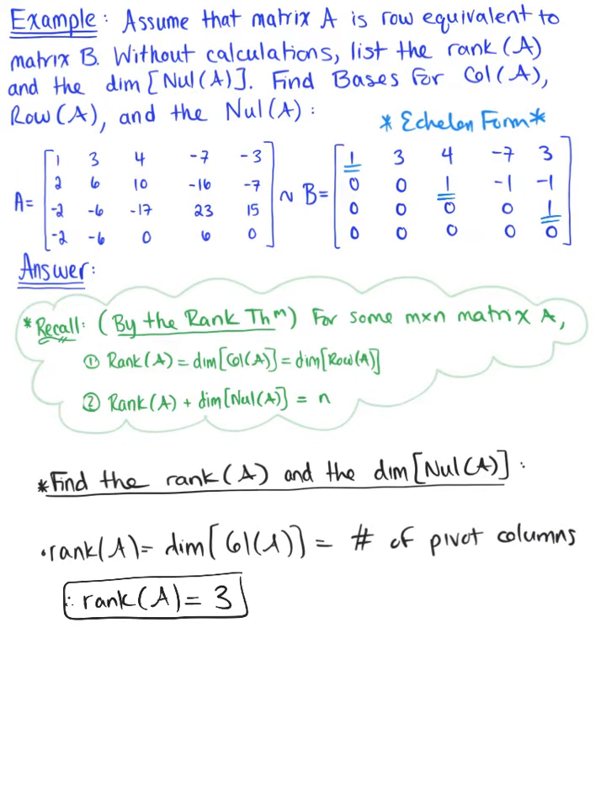Now we also want to do the same thing to find the dimension of the null space of matrix A. So let's think, what is the dimension of the null space of matrix A? Well, this is the number of free variables in the homogeneous equation. Or an alternative way to think about this is that this is the number of non-pivot columns.